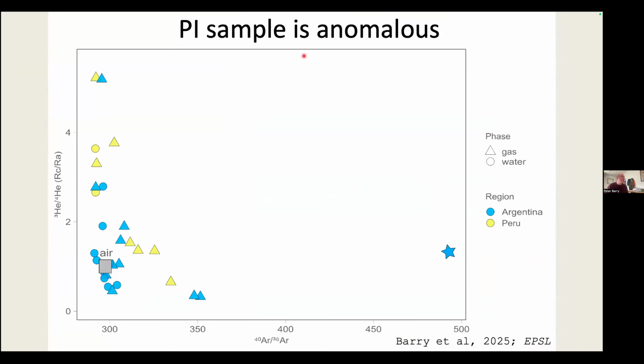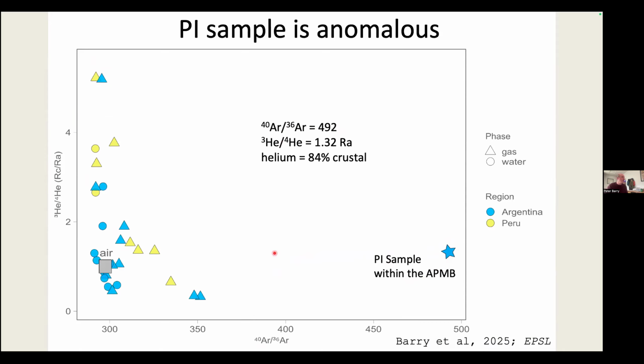And I said this sample is anomalous. Well, if we look at the helium isotopes, and this time I'm plotting helium isotopes versus argon isotopes, and here's all the samples from Argentina and Peru, you can see that this PI sample plots way out here. It has a really large argon isotope anomaly, with argon isotopes somewhere around 500. And so that's where air plots. So it's like, you know, air is 300.